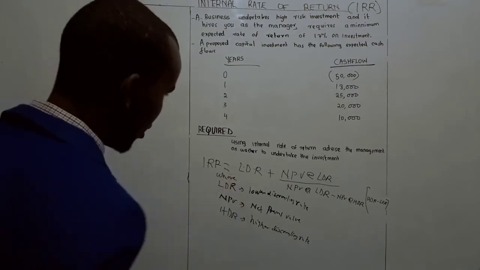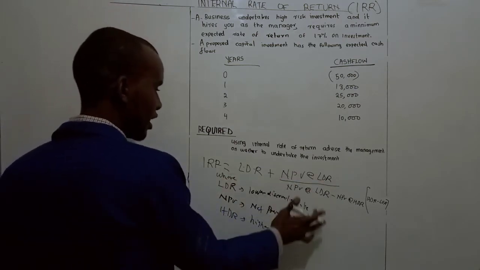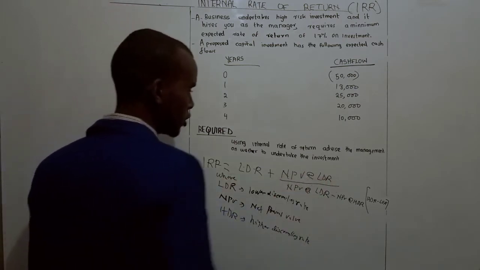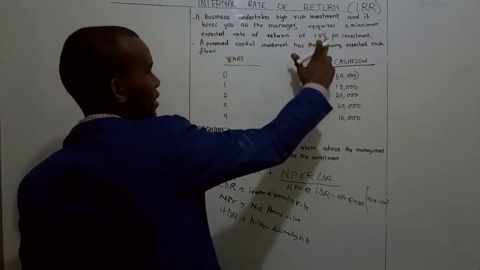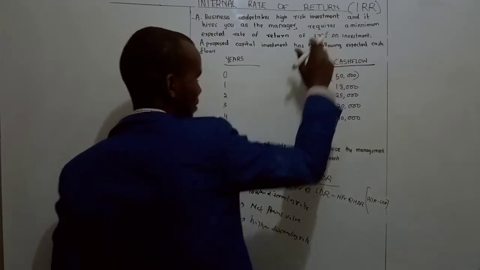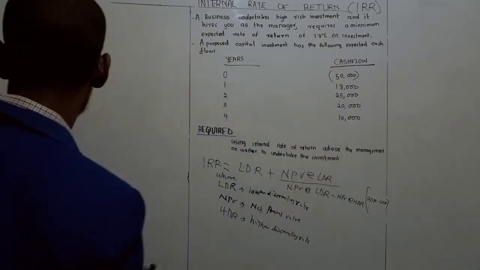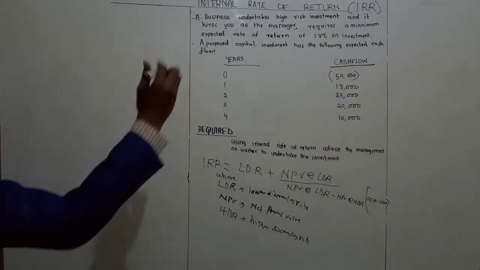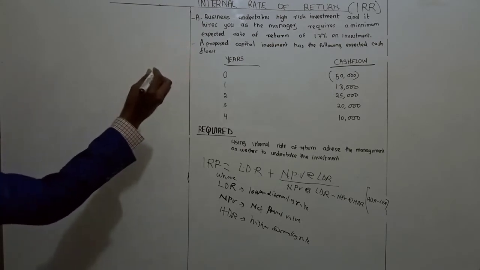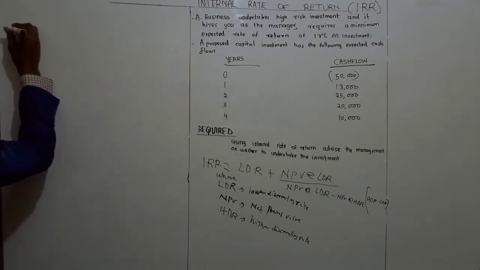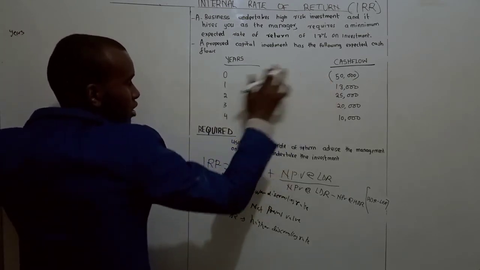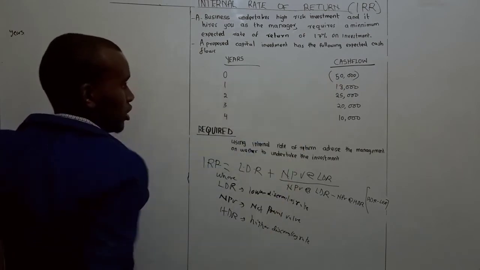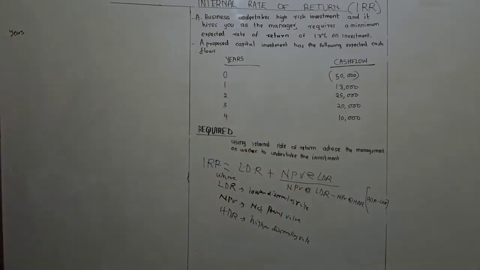We have the formula. So first we have to get the NPV at the lower discounting rate, and also the NPV at the higher discounting rate. We already have the discounting rate at 17%. Let's have first the years. Remember, year 0 is the initial cash outlay. We are going to subtract it later to find the NPV.